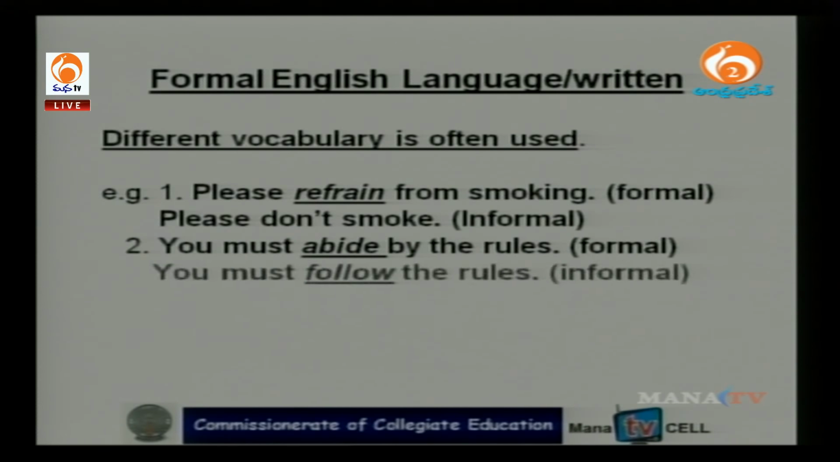Now, look at another example. You must abide by the rules. This is a formal way of writing, where you find abide by, a verb with a preposition. In the second sentence, you must follow the rules. Suppose I say the first one to a layman, he cannot understand, but if I say the same idea in the second way, you must follow the rules, he can easily understand. So, in some contexts the formal way of saying is not acceptable, but the informal way is more appropriate and easy for others to understand.